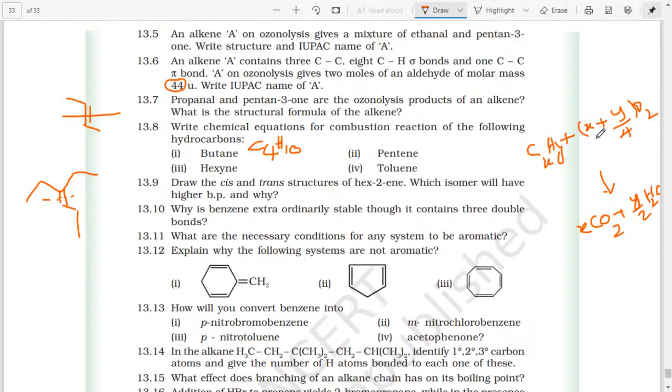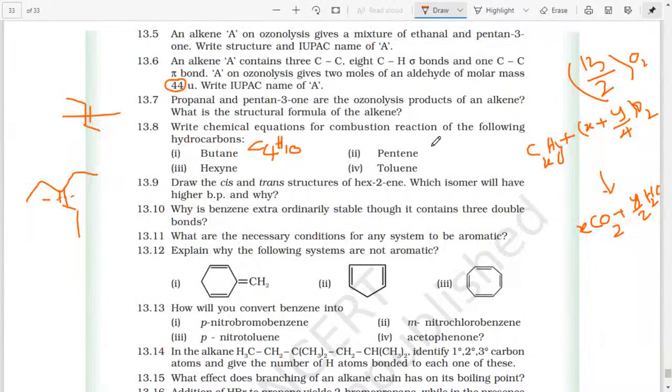Yes, 4 fours are 16 plus 10 means 26 by 4, that is 13 by 2. 13 by 2 oxygen, it is going to be 13 by 2. Here, Y by 2 means directly you can write Y by 2, that is nothing but H2O. Yes, so this is for butane.